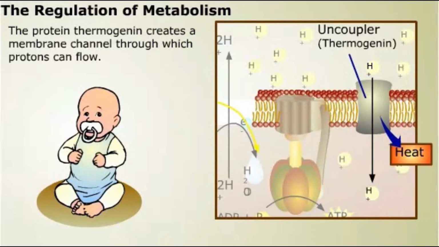Some uncouplers are made by an organism to regulate its metabolism. Uncouplers create a membrane channel through which protons can flow. Newborn babies have high levels of the uncoupler thermogenin to help them keep warm.